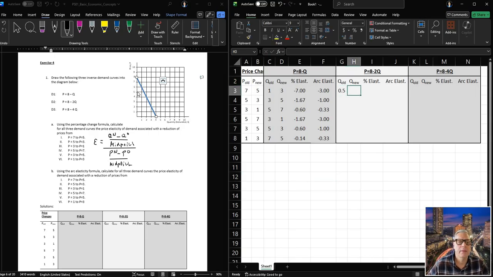The new quantity at 5 is 1.5. Then we take a look at 5 to 3. From 5 to 3 we have here 1.5, and then at a value of 3 we have 2.5. And then between 3 and 1 we move from 2.5 to 3.5.